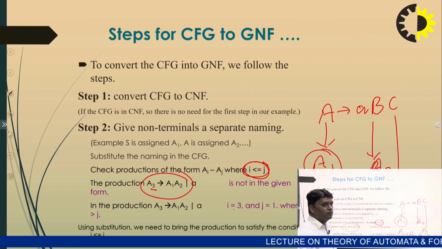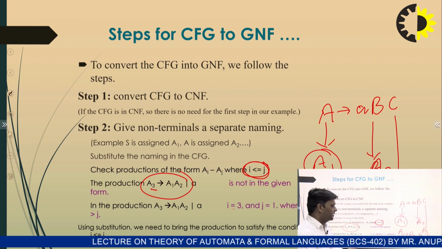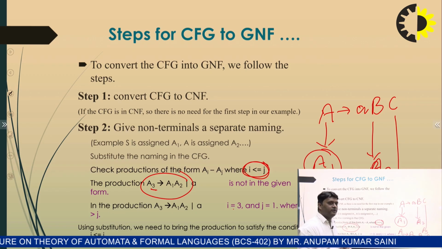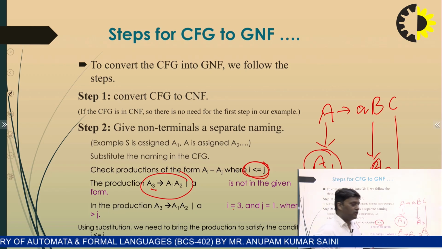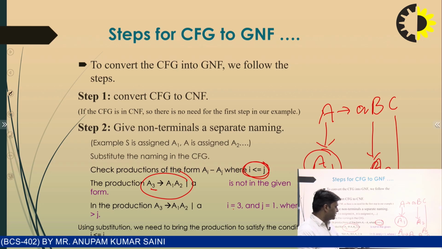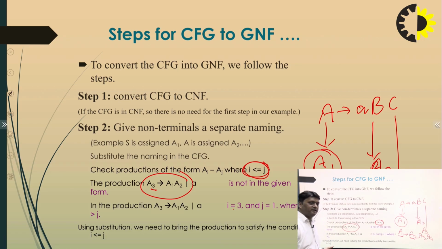Then we have to substitute these non-terminals with other non-terminals, and find the condition in which i should be less than or equal to j. Using substitution, we need to bring the production to satisfy the condition, that is i is less than or equal to j. We see it in the example.